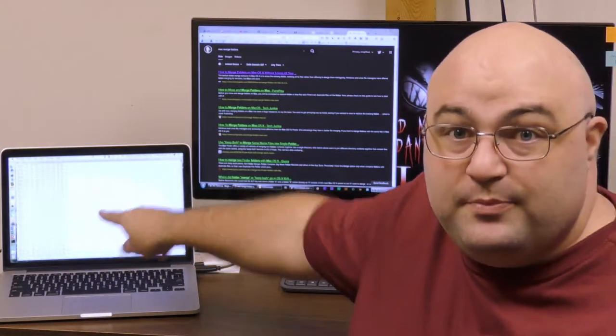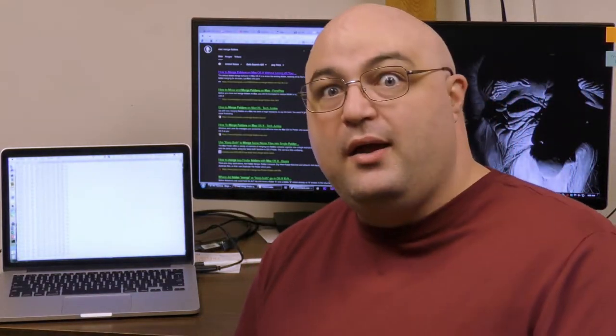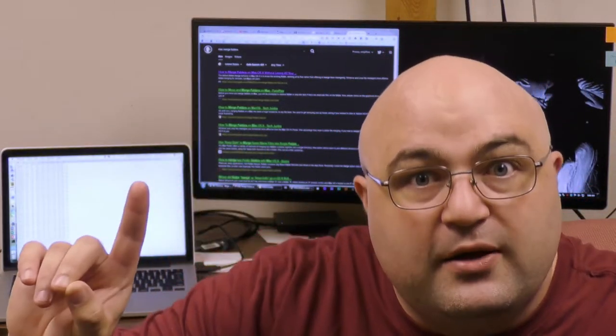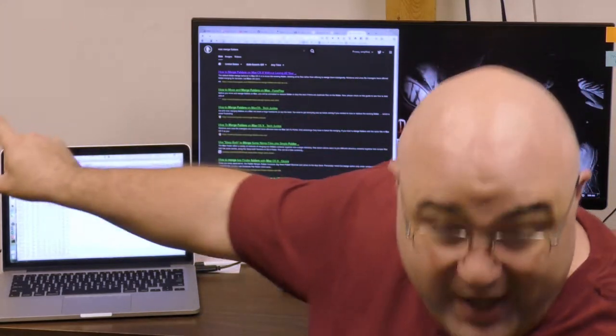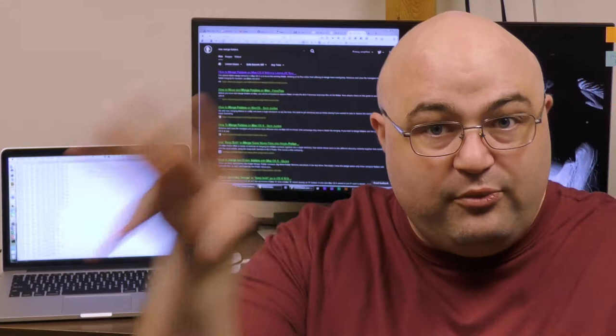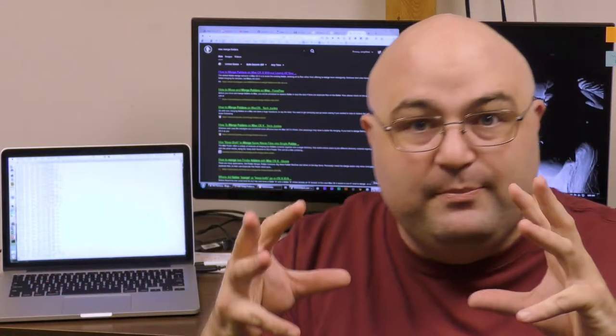This is a Mac. Let me tell you why Macs suck. This Mac, with the little external hard drives that are hiding behind it, I've got three sets of pictures that I'm helping someone get merged together.